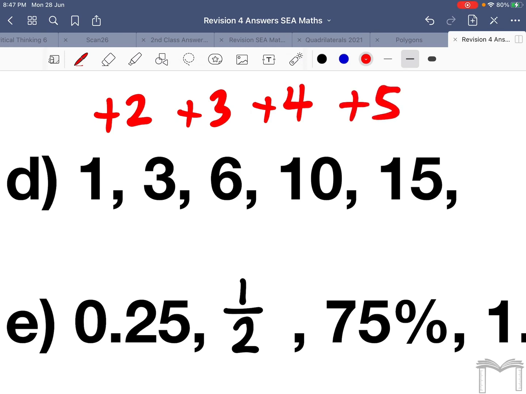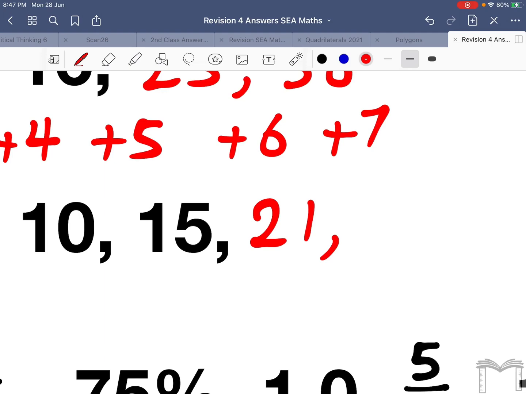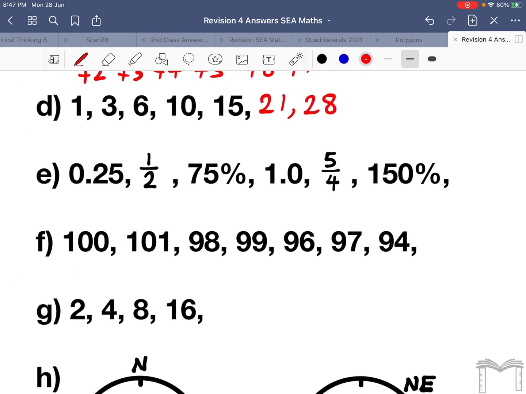So we are seeing a pattern here. We are adding one more to each number. 15 plus 6 will give us 21. And 21 plus 7 will give us 28.